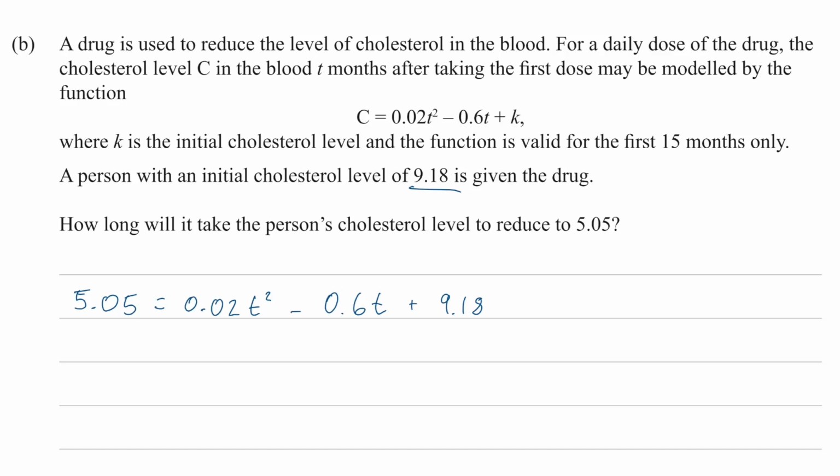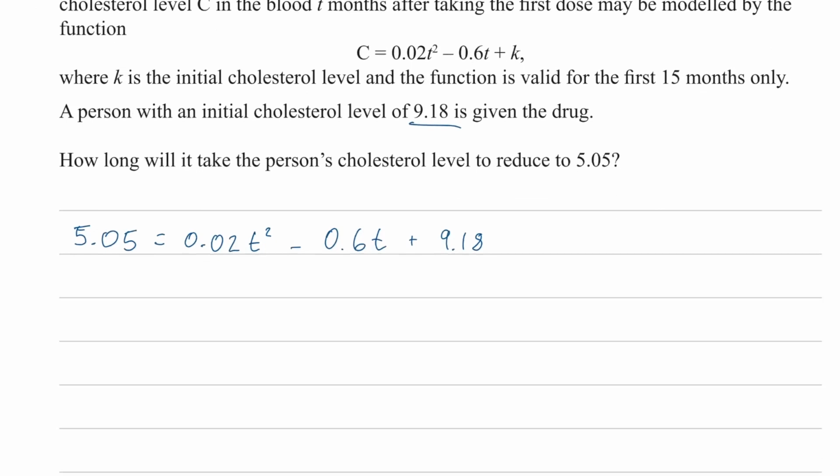So this is a quadratic equation, the highest power of the unknown is a squared term. So what we can do is bring everything to one side of the equation and then solve. I'll subtract 5.05 from both sides, and we're left with 0.02 t squared minus 0.6 t plus 9.81 minus 5.05. If we evaluate that on our calculator, that is 4.13.